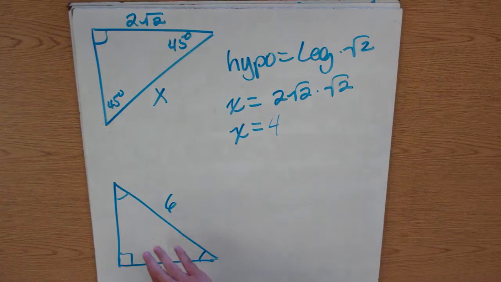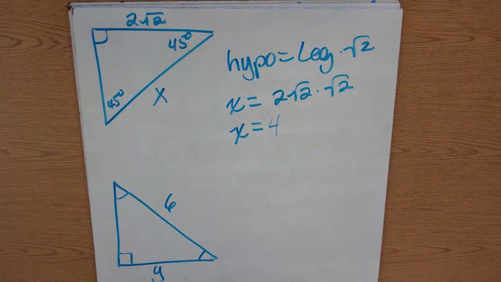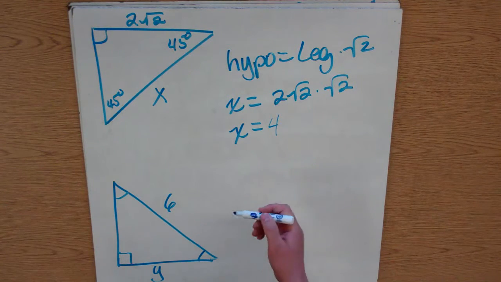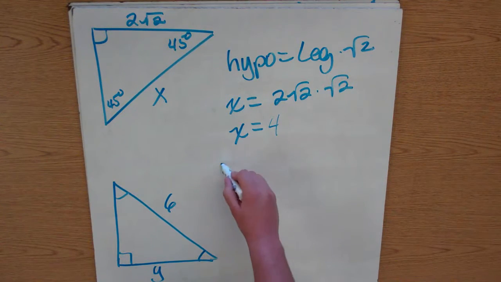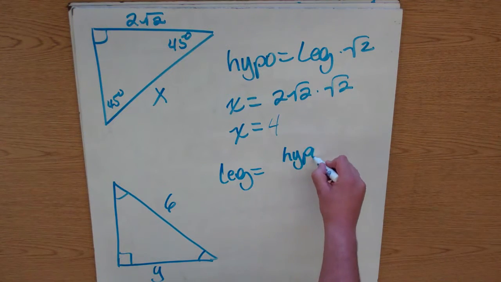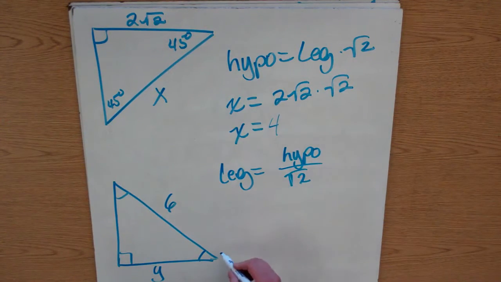Now let's look here. Here we have another example. We know this is a 45-45-90 triangle because these two angles are marked congruent. Since these two angles are marked congruent, we know they have to be the same. Since this is a right triangle, they have to be 45, making this a 45-45-90 special right triangle. So 6 is our hypotenuse, and we need to find a leg. We know a leg equals the hypotenuse divided by the square root of 2.